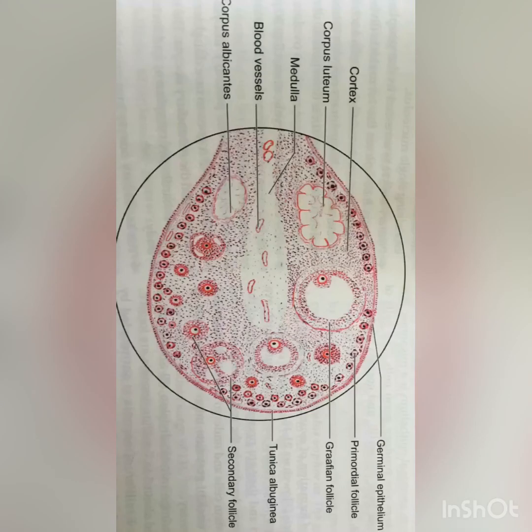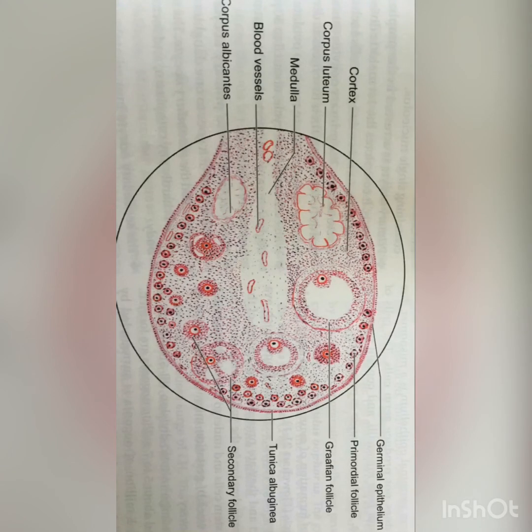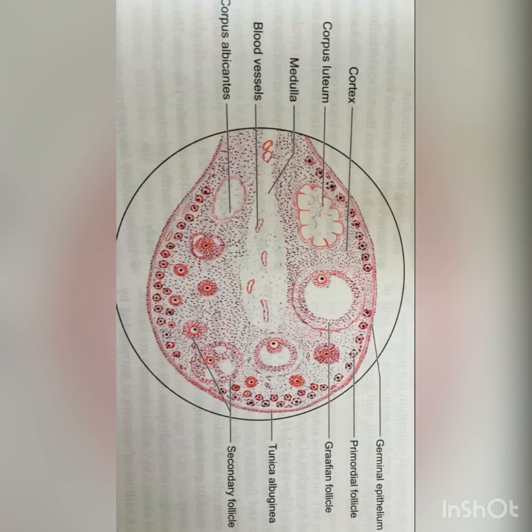This is a histological diagram of the ovary. In this diagram, you would be able to see the cortex and medulla. You can see the various sizes of follicles in the cortex, which are primordial follicle, primary follicle, secondary follicle, etc. You could also see the Graafian follicle there.